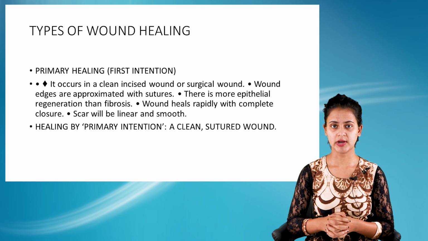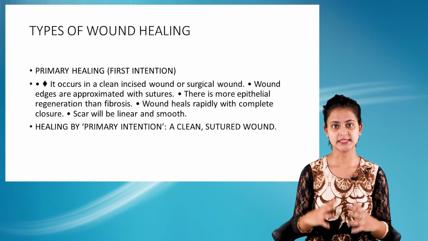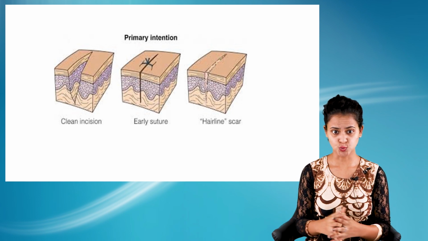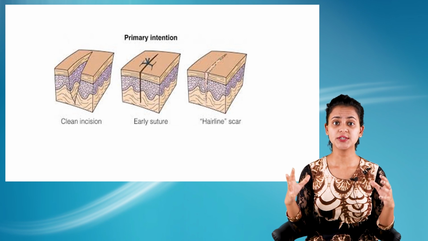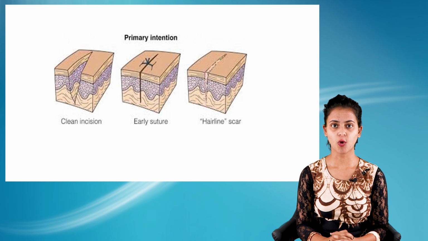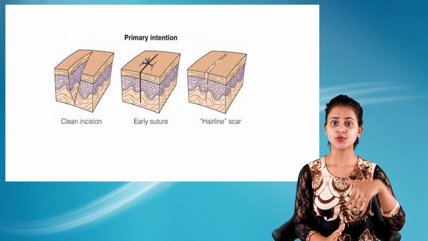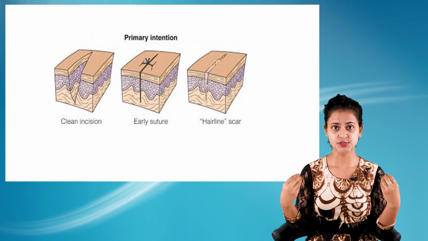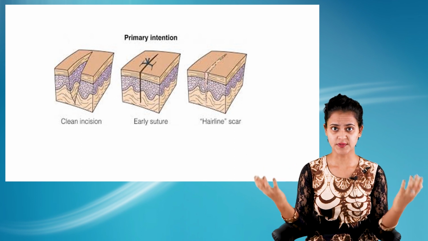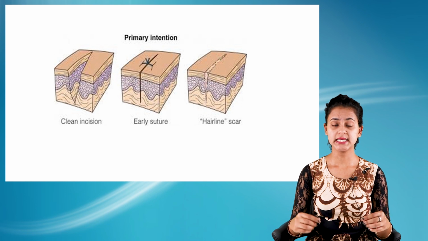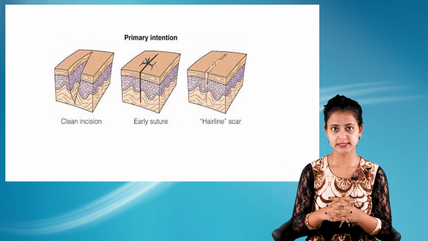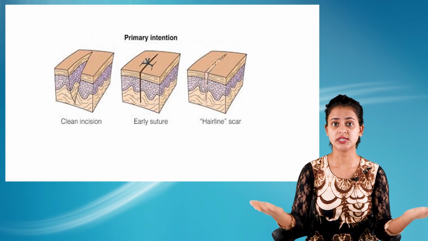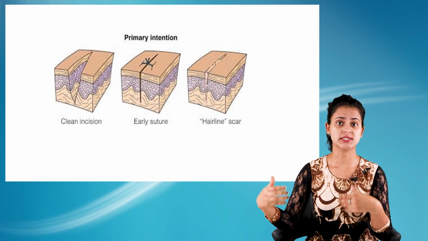So first we're going to learn here about the wound healing by primary intention. So, primary intention often will help to heal those wounds which are considered to be clean wounds. So, basically, the primary intention often will be helping to heal the incised or surgical wound which doesn't come under the contaminated wound, or which doesn't have high chances of infection development. Now we are going to see these wound edges will be approximated with the sutures, and there will be more epithelial regeneration rather than having the fibrosis development.